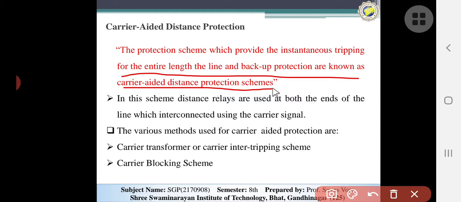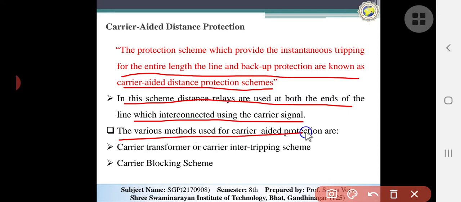Tripping for the entire length of the line and the backup protections are known as the carrier aided distance protection scheme. In this scheme, distance relays are used at both ends of the line, interconnected using carrier signals. There are various methods used for carrier aided protection systems. In this scheme, two distance relays are used at both ends.